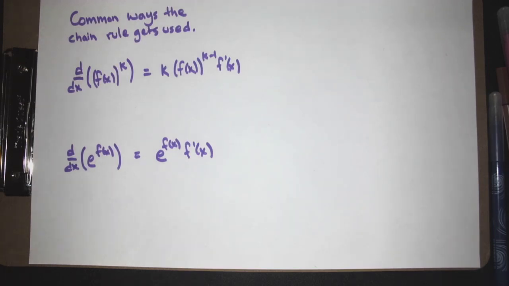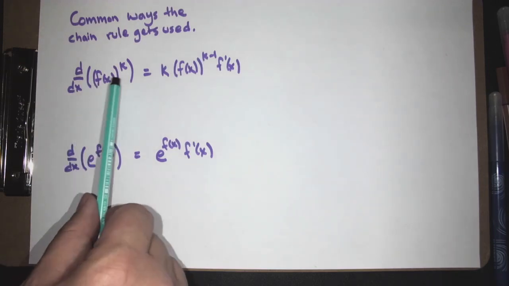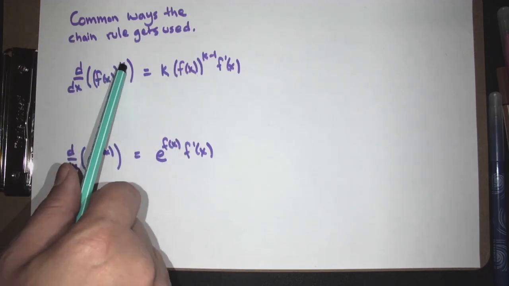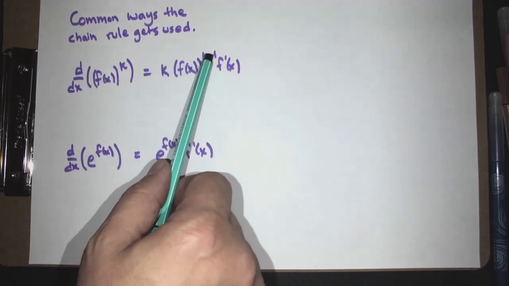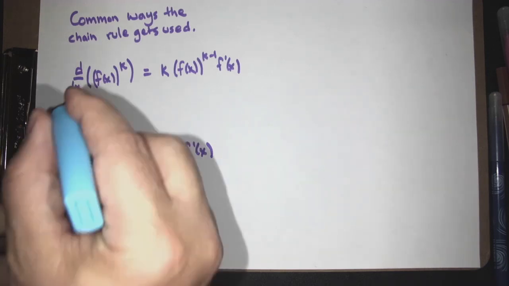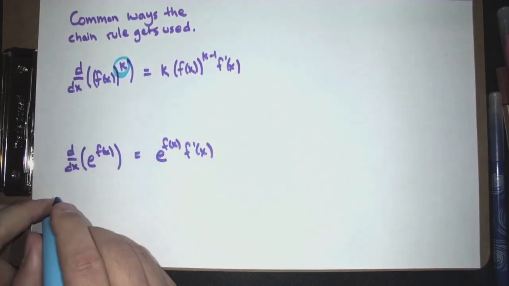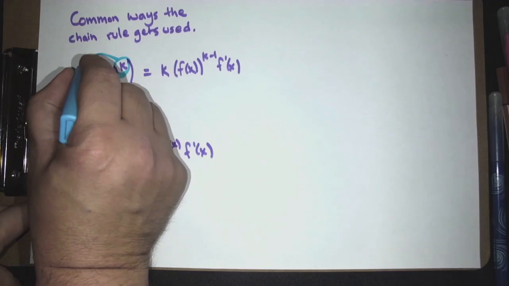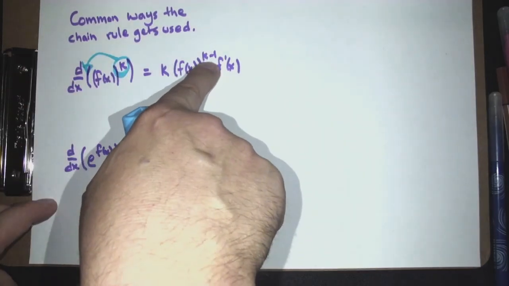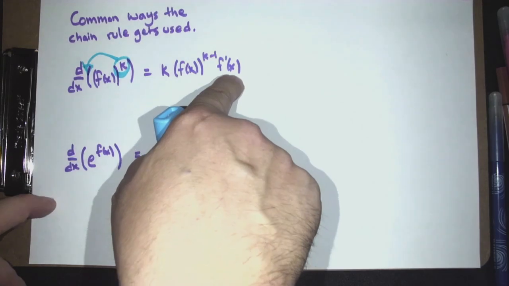So let's look at two common rules. This is called the general power rule. It says the derivative of f of x to the power k is k f of x to the k minus 1 times f prime of x. In practice, if I see something to a power, I grab that power, pull it down in front, that's where the k comes from, subtract 1 from the power, and then multiply by the derivative.